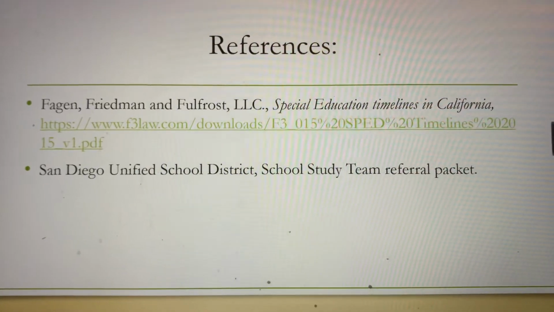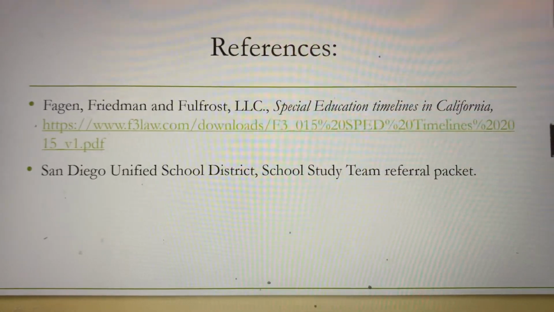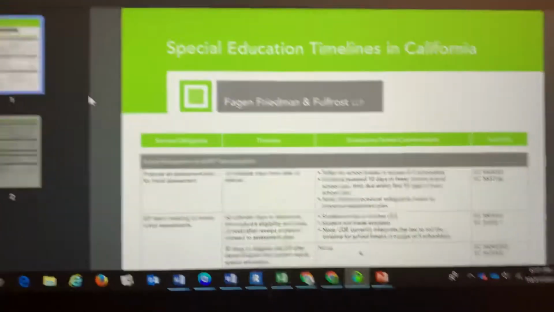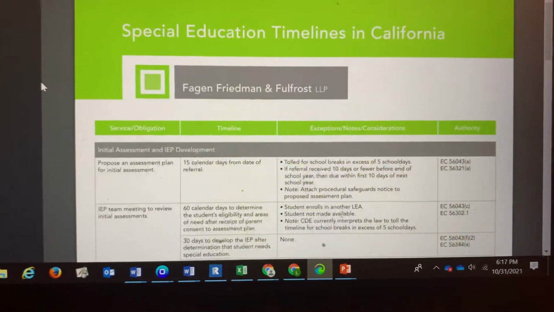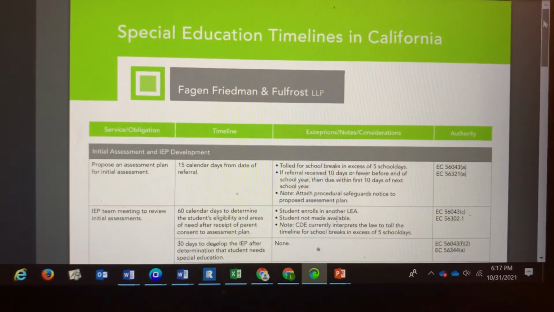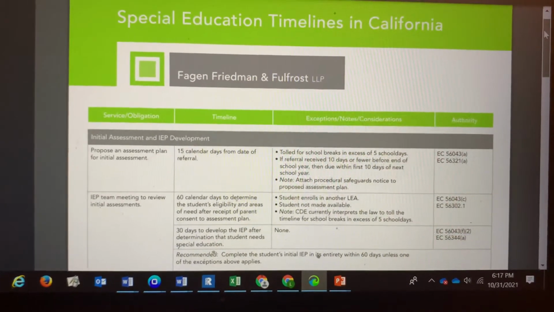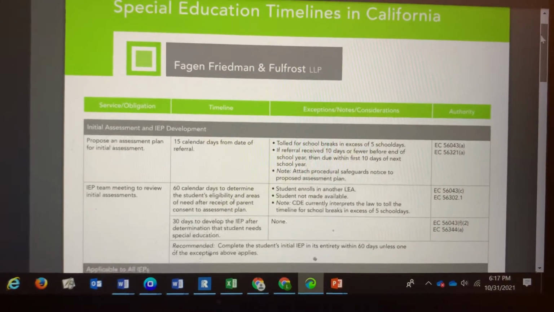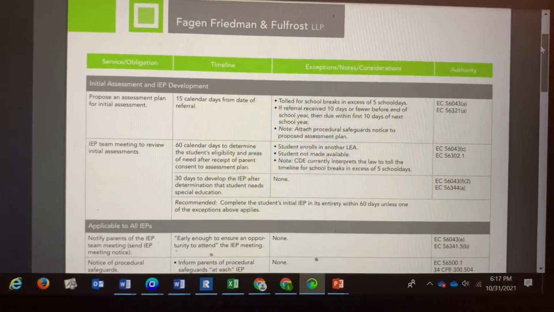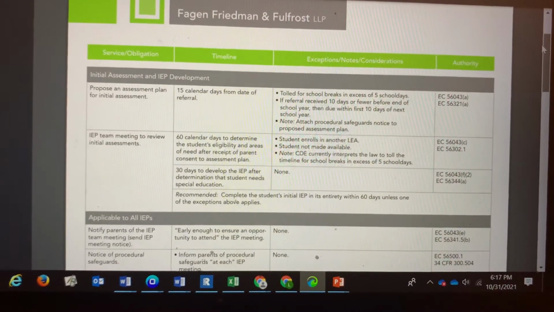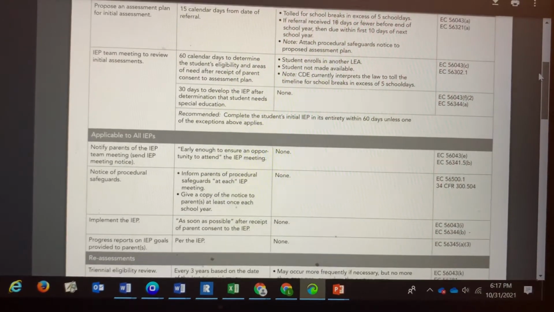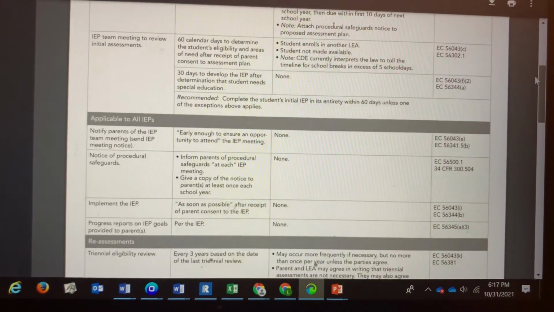And here are references. This is the special education timeline. And here's a little bit more about that timeline in California. So the proposed assessment plan, you get 15 days from the date of the referral. The IEP team meeting to review has 60 calendar days to determine the student's eligibility. Then we inform parents of the procedural safeguards.